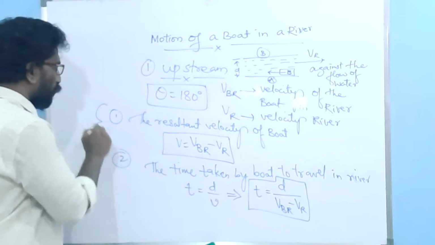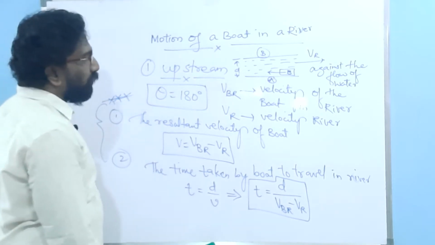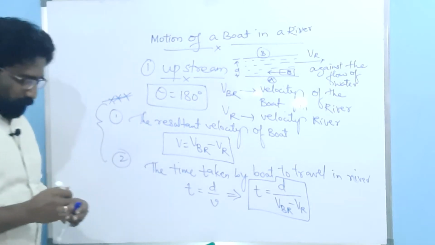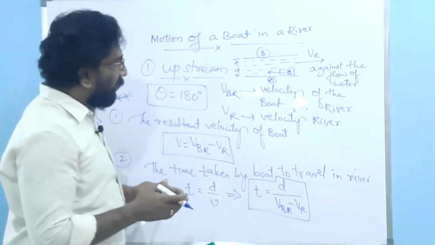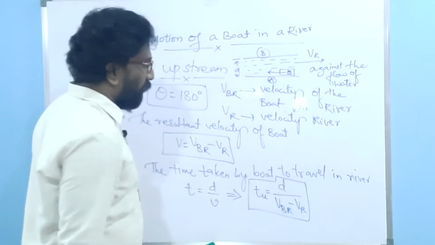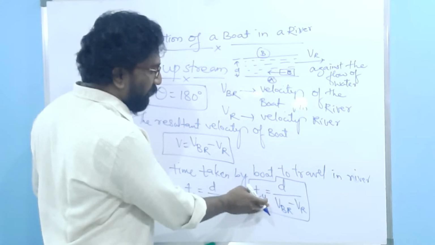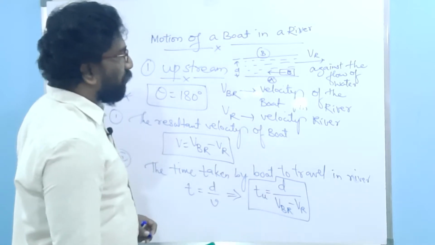So these are the two important formulae related to the upstream motion of a boat in a river. For this one, since it's going in an upstream motion, I'll name it as TU. You'll come to know why I notated it as TU in the next phase of this concept.